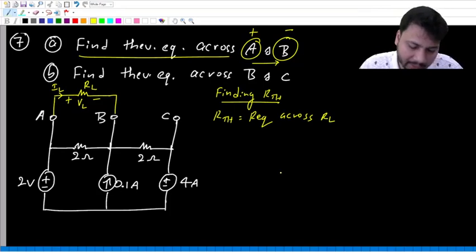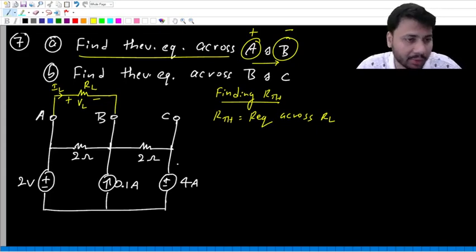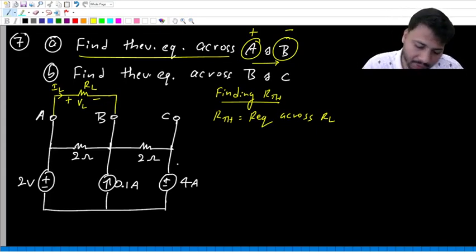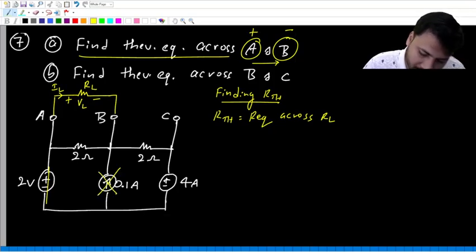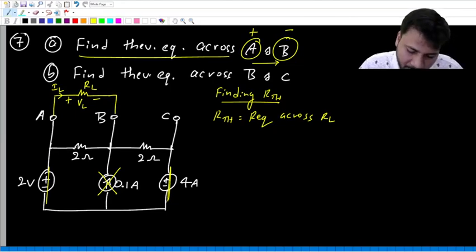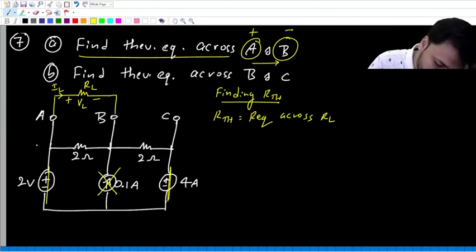Now while finding the equivalent resistance, you can make all the other independent sources 0. Yes, within the network you can make the independent sources 0. That means this voltage source will become a short circuit. Yes or no? This voltage source will become short. This becomes open. Even this becomes short.